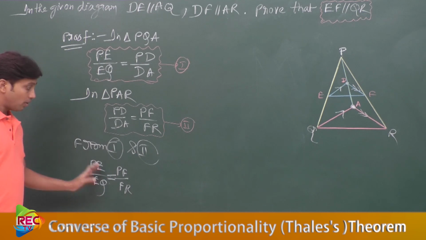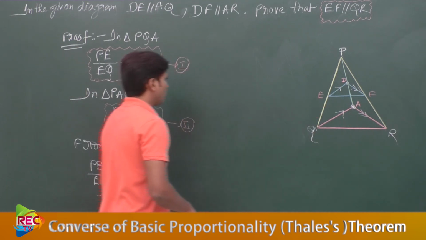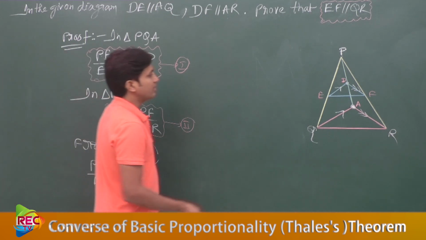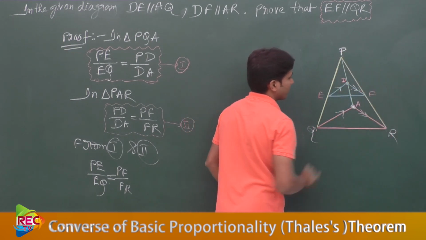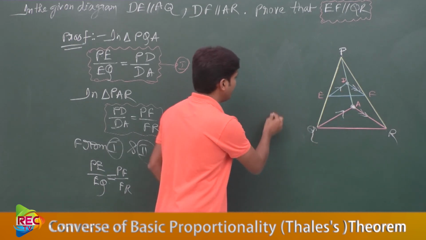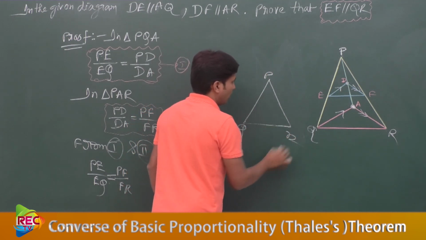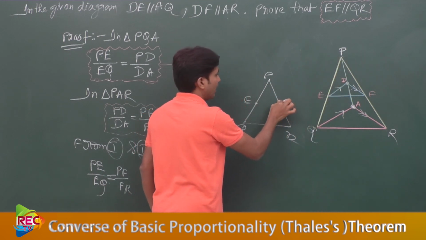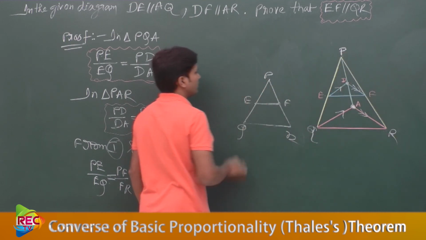Now we obtained this. Now let us observe this result in our diagram. See this? What we said? PE by EQ equal to PF by FR. So see here, this is PE by EQ equal to PF by FR. Now this is a clumsy figure, so I want to draw this entire PQR once again. See this? This is total PQR. Now E is a point on PQ like this, and F is a point on PR like this. Now we are joining this line.